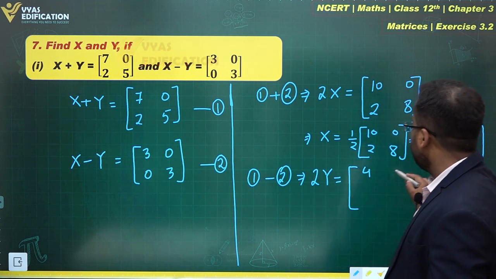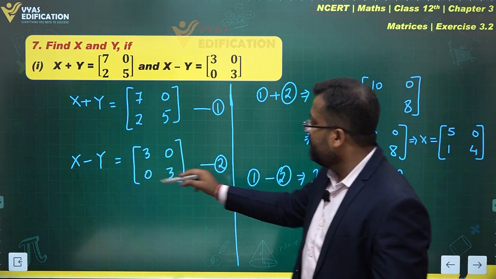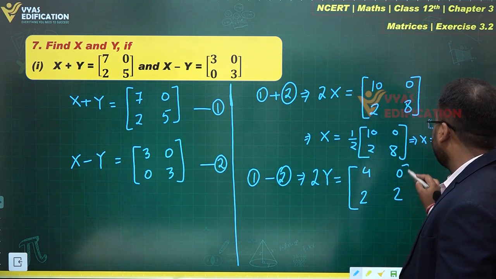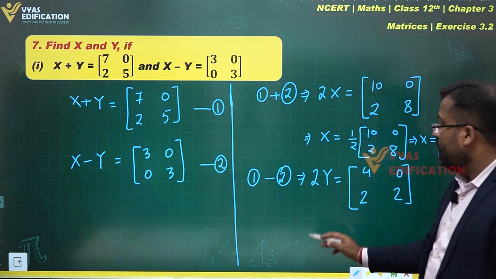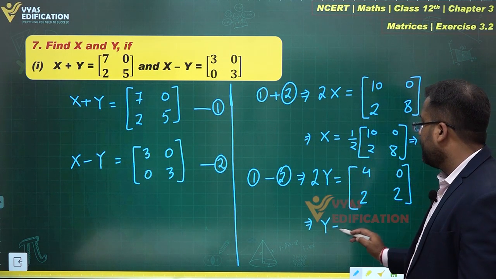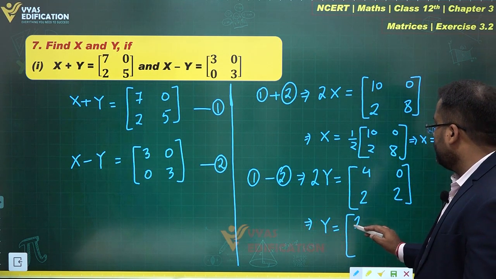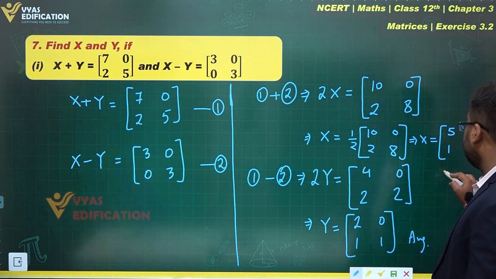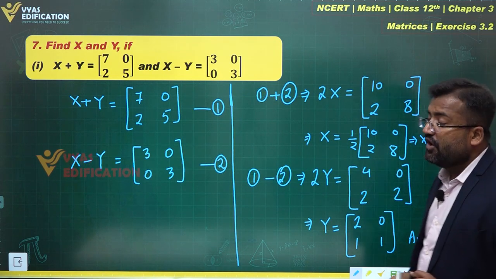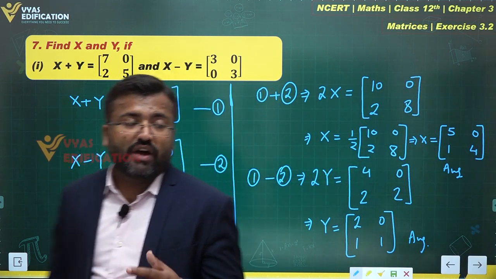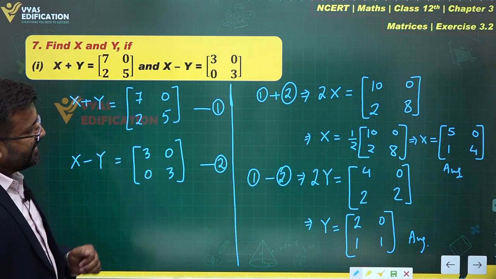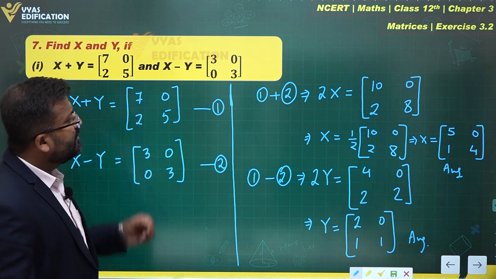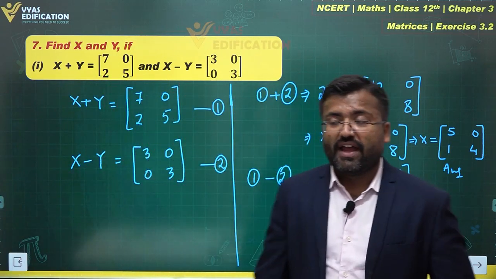0 minus 0 would be 0. 2 minus 0 would be 2. 5 minus 3 would be 2. And therefore, y would further be equal to, let's divide each element by 2, this is [2 0; 1 1]. That is the matrix Y for us. This is the matrix X for us. And yes, those are the corresponding X and Y that we required in this question. Let me move aside, and you can take a look at this complete question over here, right? Simple method of finding X and Y.